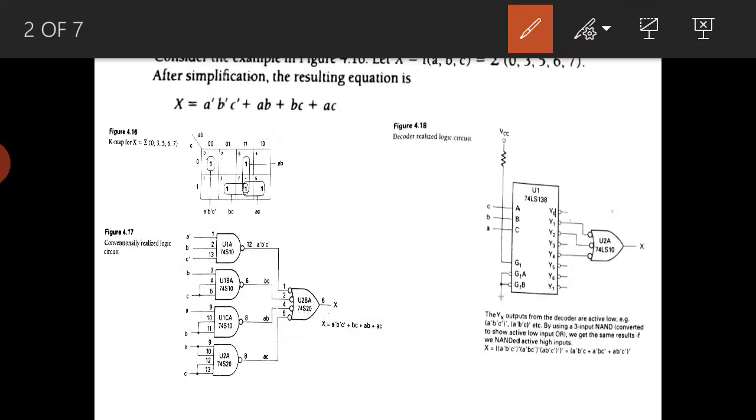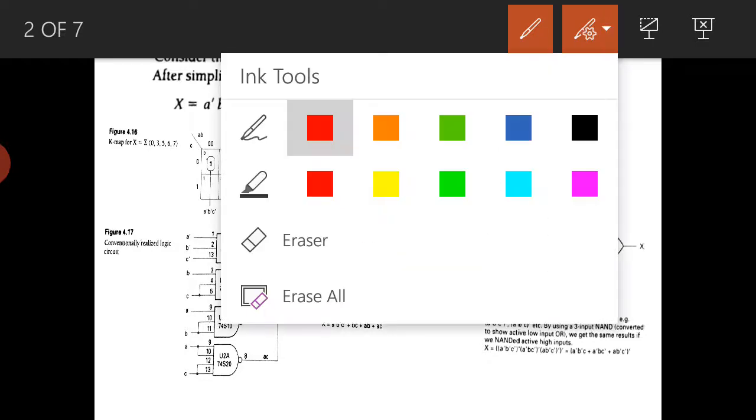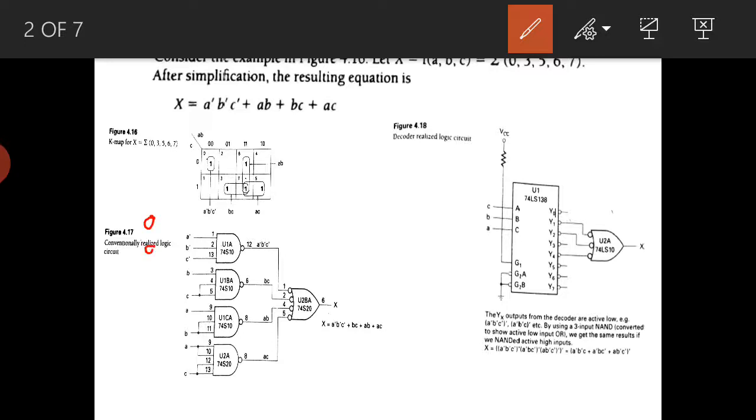Now let us consider the first combination. We need to consider it as abc only. Let us consider it as 0 0 0. As we are seeing 0 0 0 as abc, what about a bar b bar c bar? It will be 1 1 1. If it is 1 1 1, then the NAND gate output will be 0. If it is 0 and there is a bubble here, then it will be 1 at the input of the OR gate.